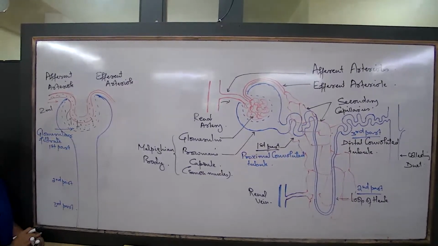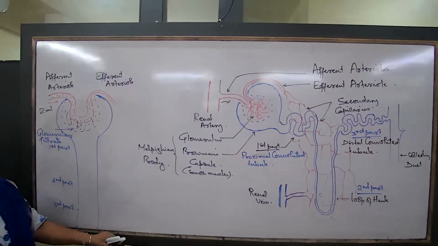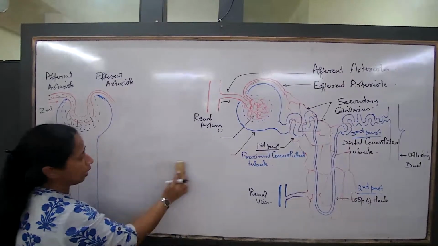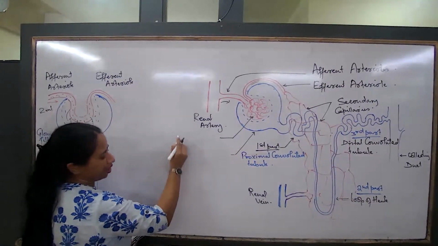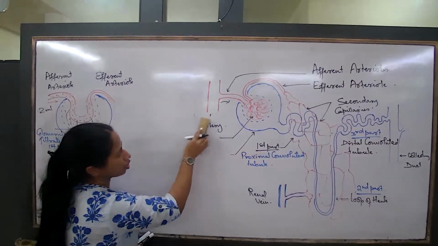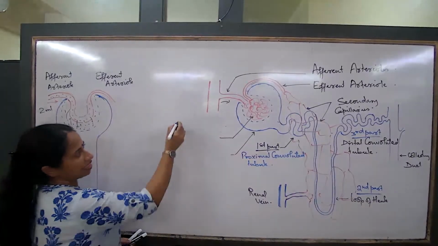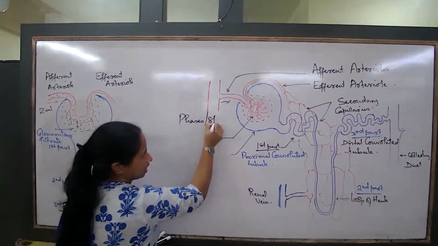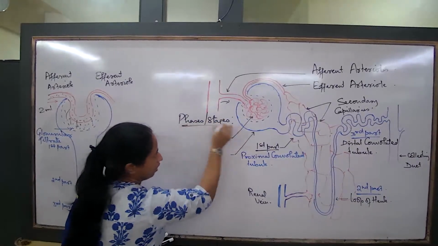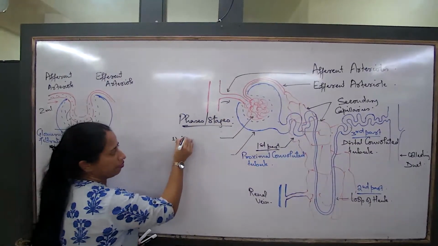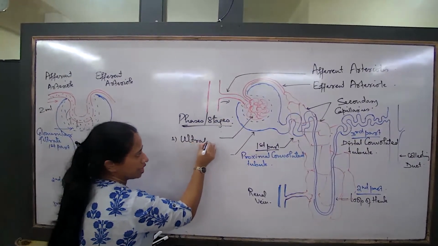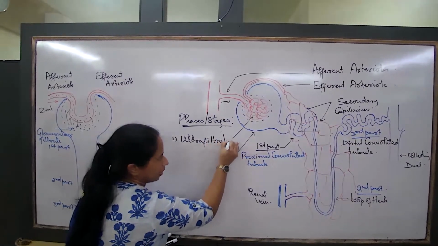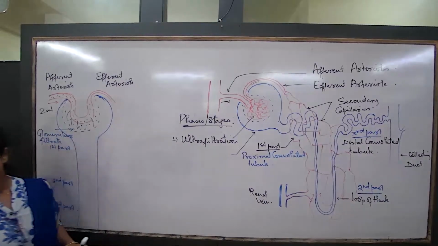What is this particular process known as? The 3 steps that we are going to understand now. The first process that we are going to come across would be ultrafiltration. Let us talk about the phases, the steps, the stages of filtration of the blood. What is the first step? The first step is known as ultrafiltration.